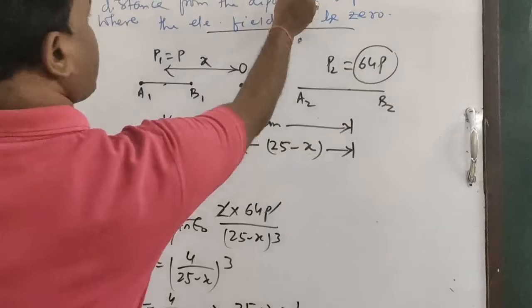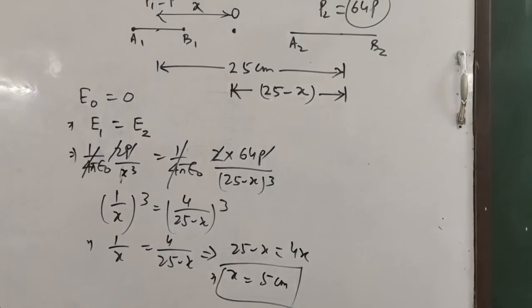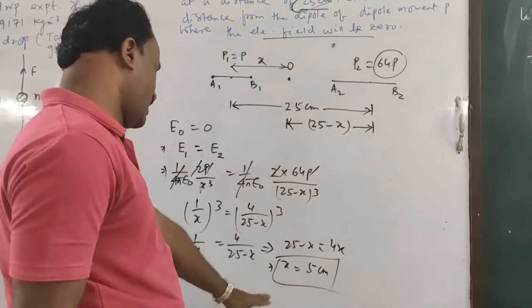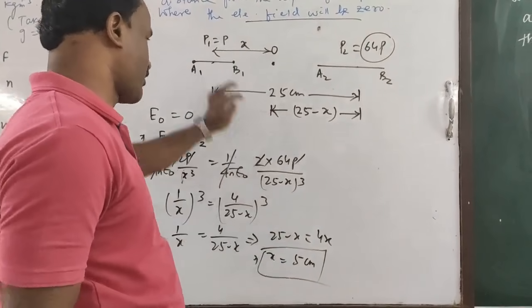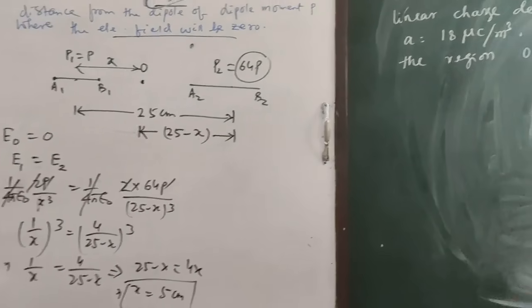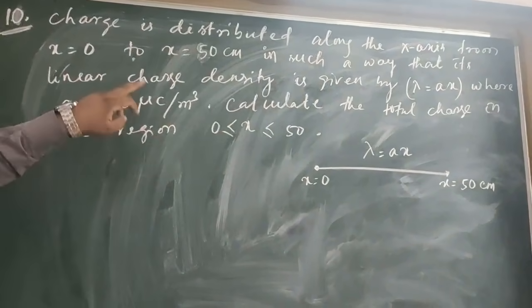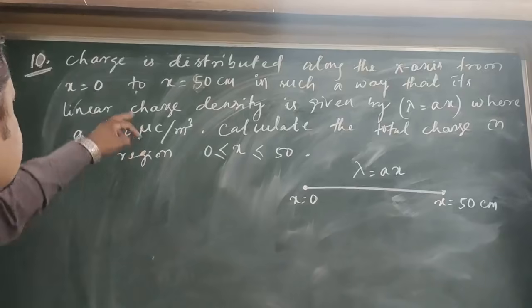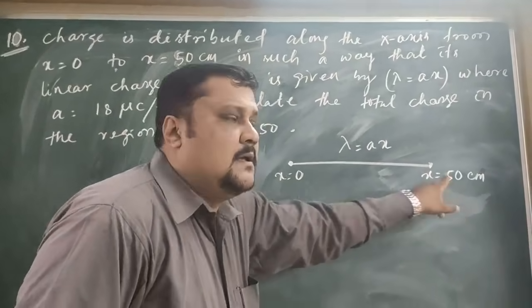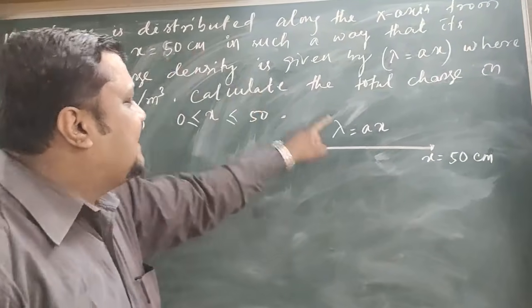It is in cm. That means the point O along the line joining the centers of the two dipoles where the net electric field is 0 is at a distance of 5 centimeter from the first and the remaining 20 centimeter from the second. Then the next question is that charge is distributed along the x-axis from x equal to 0 to x equal to 50 cm.